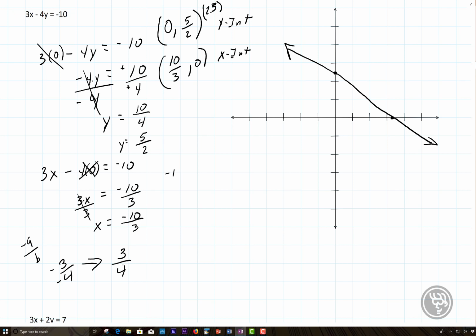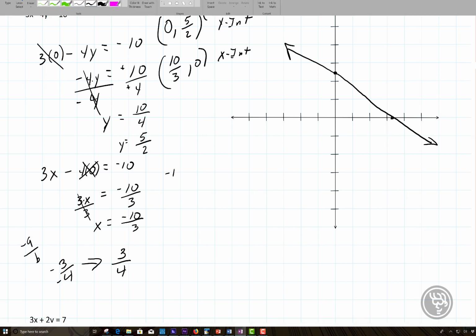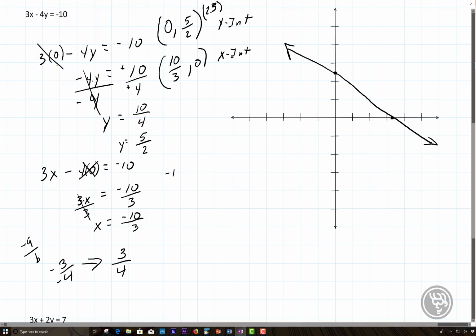So our line should be increasing. As we've always said before, when we read from left to right, we read going this way, and this line is going this way. So that's the problem. That line is not correct. That line has to be fixed.